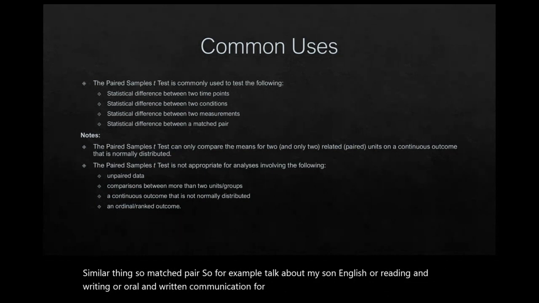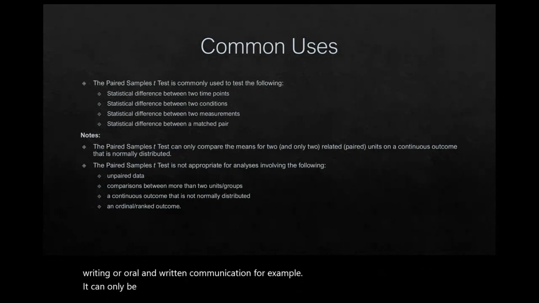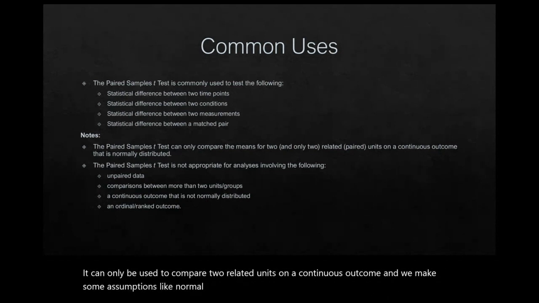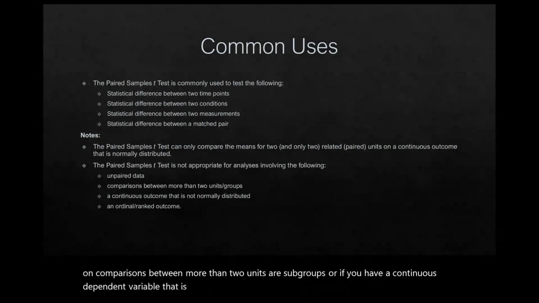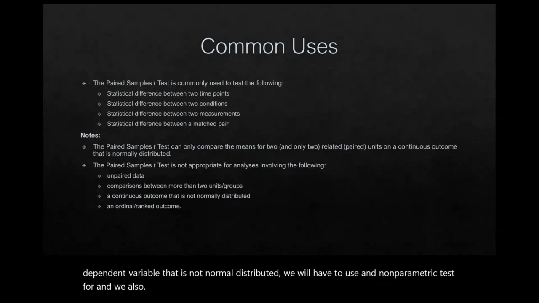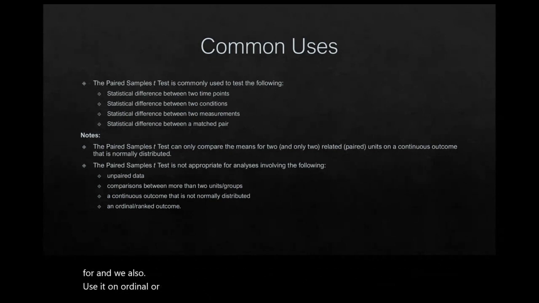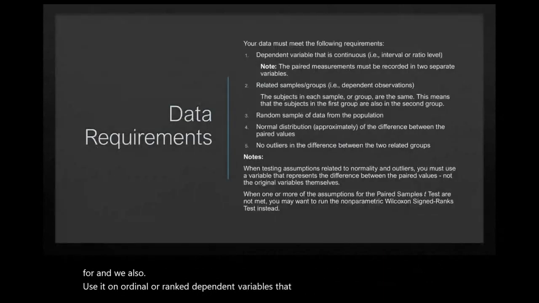It can only be used to compare two related units on a continuous outcome, and we make some assumptions like normal distribution. We don't do a paired samples t-test on unpaired data, on comparisons between more than two units or subgroups, or if you have a continuous dependent variable that is not normally distributed, we would have to use a non-parametric test for that. And we also do not use it on ordinal or ranked dependent variables. That also requires a different test.